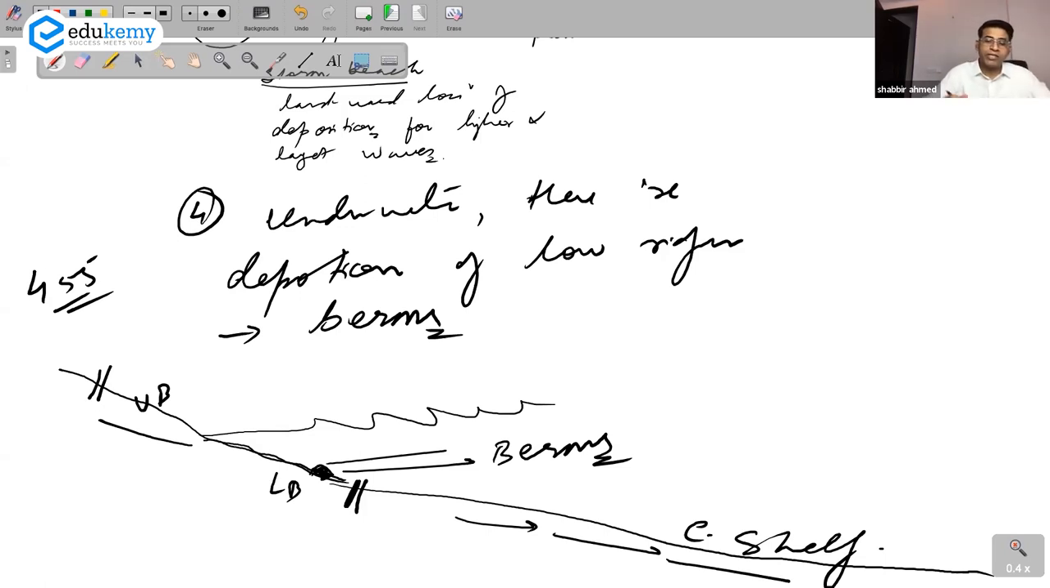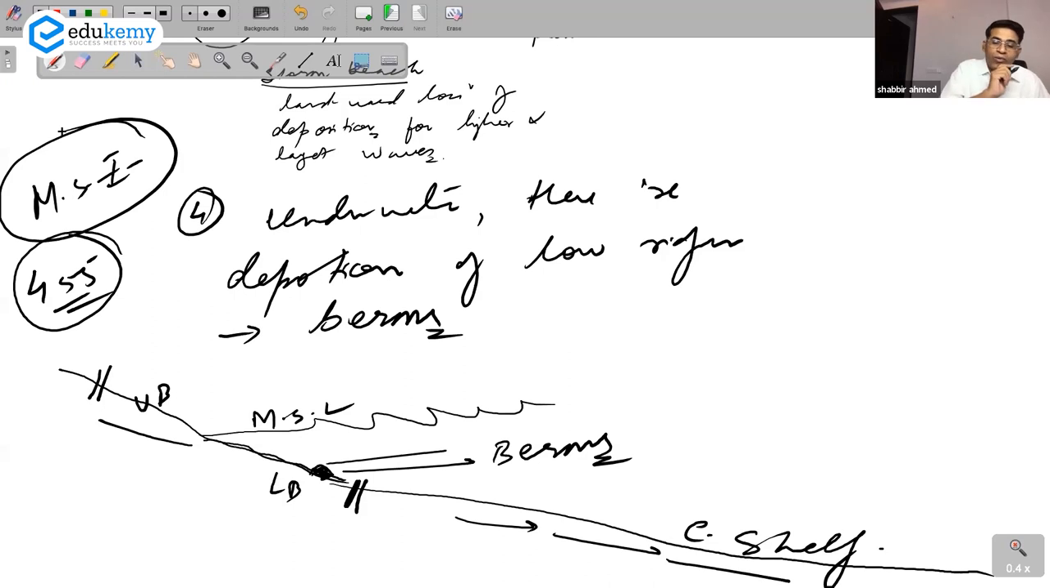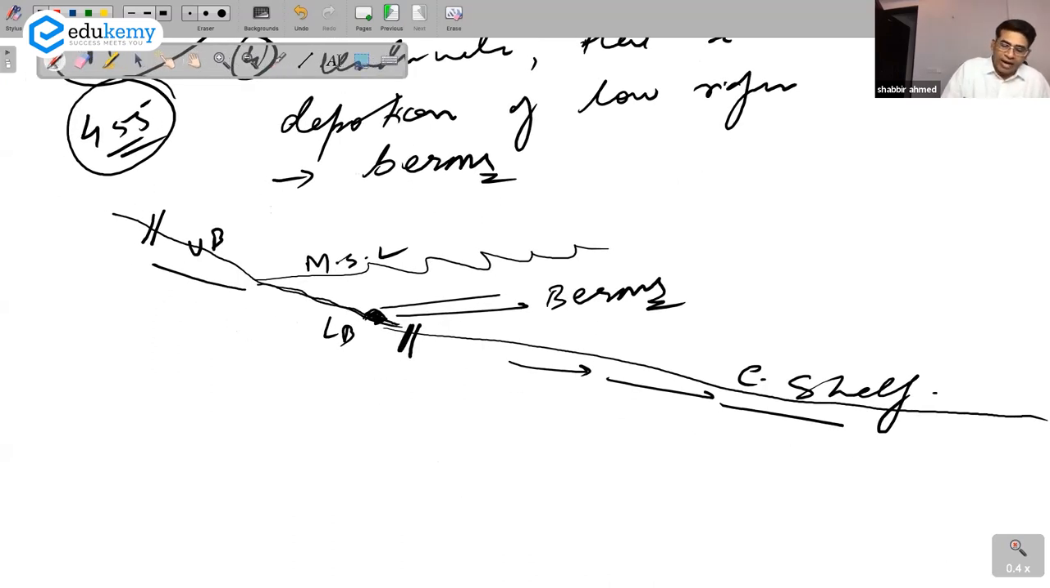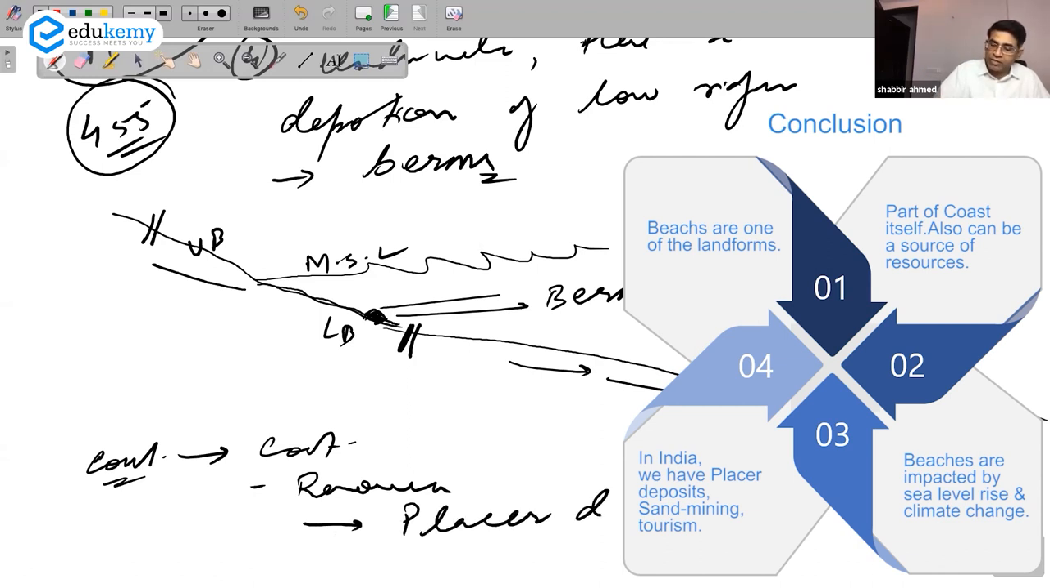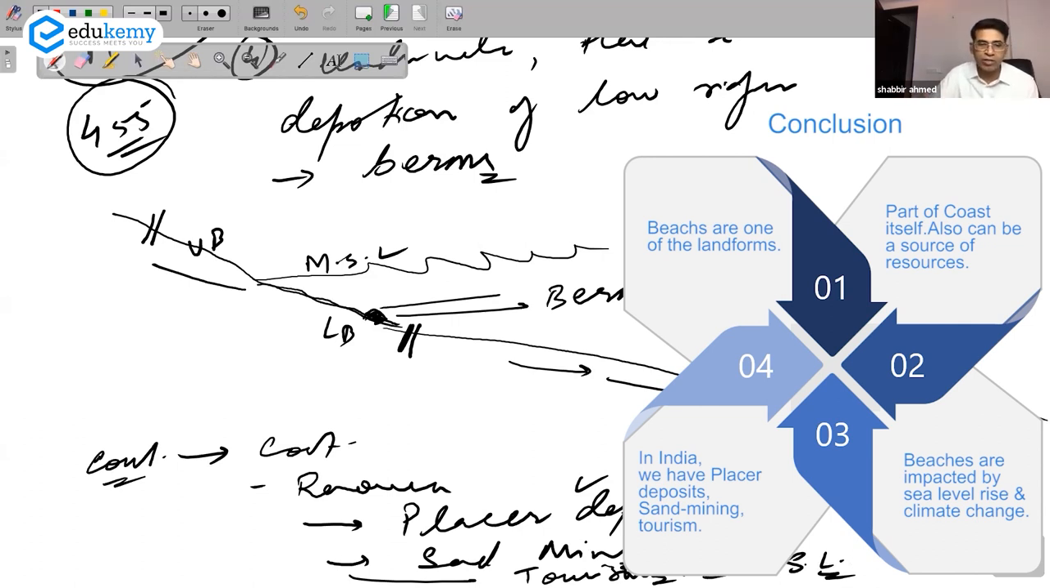So that's about the beaches. What are beaches? How are they formed? What are the parts of the beach? Now, as a conclusion, nothing much to add. Conclusion may please mention that beaches are one type of landforms. They essentially become part of the coast itself, and they may have resources. So in parts of India, we do have what's called as placer deposits, also sand mining, monazite sands, placer deposits, sand minings, and do mention tourism, that the beaches are impacted by the coastline changes because of climate change. So keep the discussion towards the applied human aspects and be thorough.